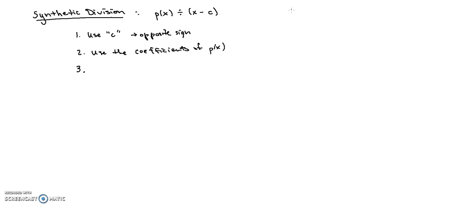All right, so let's use an actual example. Let's use the one that we did in the other video. We're going to do x cubed minus 4x squared minus x plus 4, and we're going to divide by x plus 1. So the first thing is that our c is going to be opposite sign. The number that we use is going to be the opposite sign from this. So we're going to use -1, and we're going to put that in a little box.